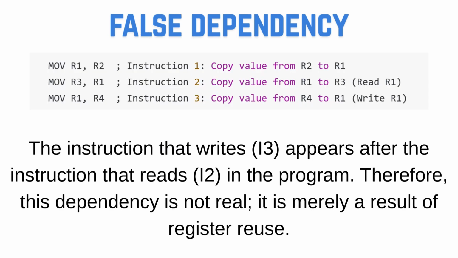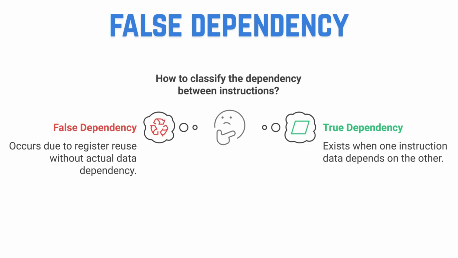In contrast, if instruction 3 executes before instruction 2 in this example, it creates a false dependency or name dependency. This occurs because the instructions reuse the same register rather than due to an actual data dependency. Instruction 2 and 3 do not depend on each other. The conflict arises solely from register reuse. That is why it is classified as a false dependency.